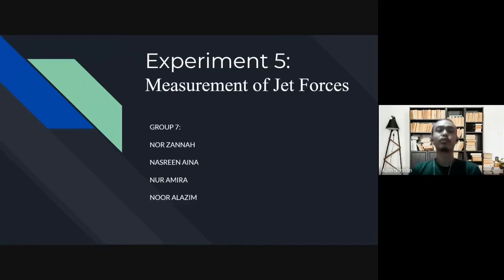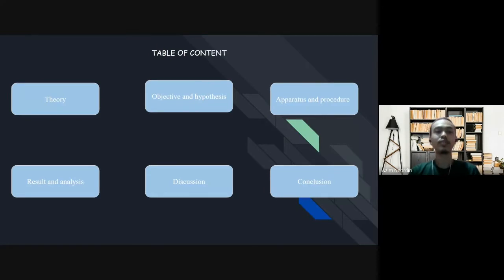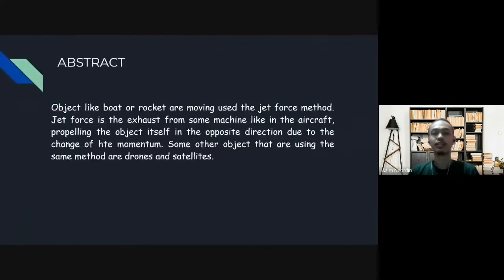We are from Group 7. Today we will explain Experiment 5, which is the measurement of jet forces. This group contains me, Nora Lazim, Nozana, Nasrin Aina and Nur Amira. Okay, next. This is the content available in this presentation.